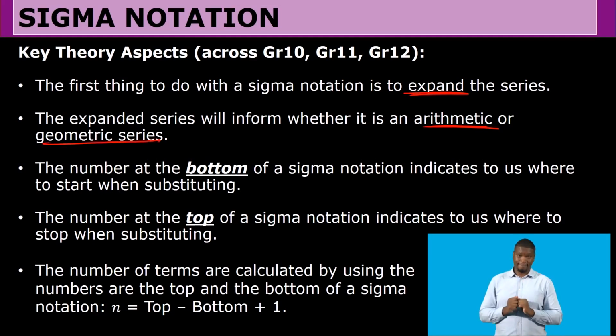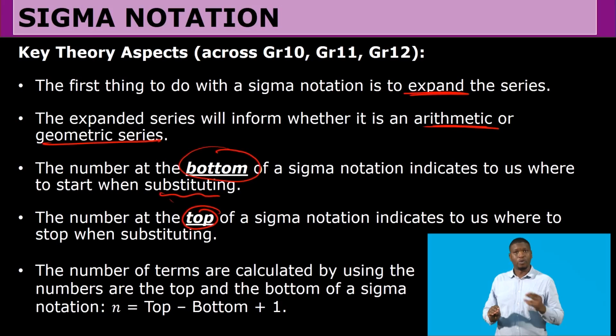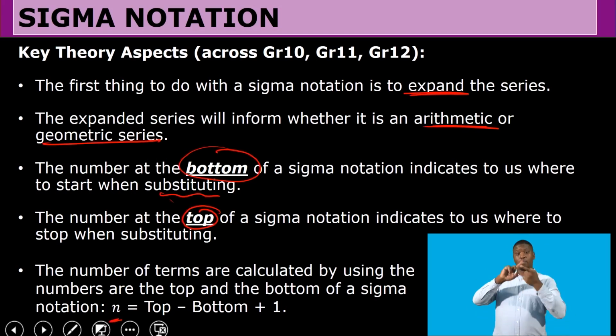The number at the bottom of the sigma notation indicates to us where to start when substituting. And then the number at the top of the sigma indicates to us where to stop when we are substituting. Now, the number of terms is calculated by using the numbers at the top and the bottom of the sigma. So for the number of terms, we do use that formula. I'm sure you're very familiar with it. Top minus bottom plus 1.